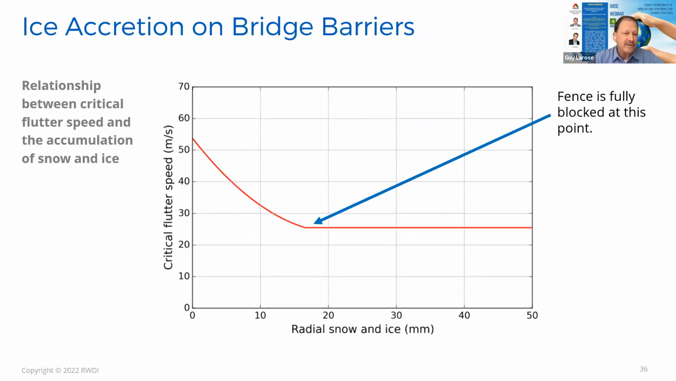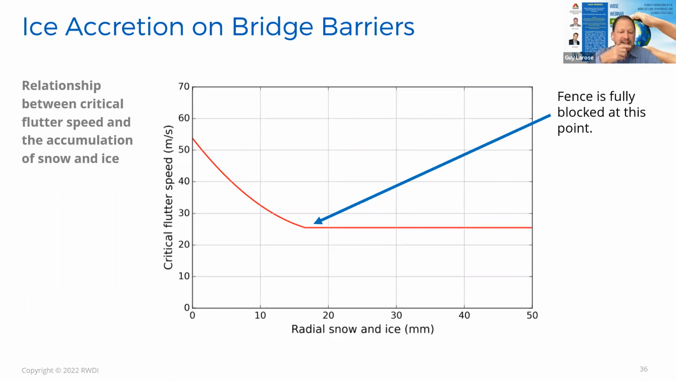this curve shows how the flutter speed of a long span bridge can be really affected by how much blockage you'll have in the fence. In this case, with 18 millimeters of freezing rain, which is more or less the design parameter for New York City, you will go from 50 meters per second instability down to 28. So it is really important that this is taken into account when you look at instability of long span bridges.